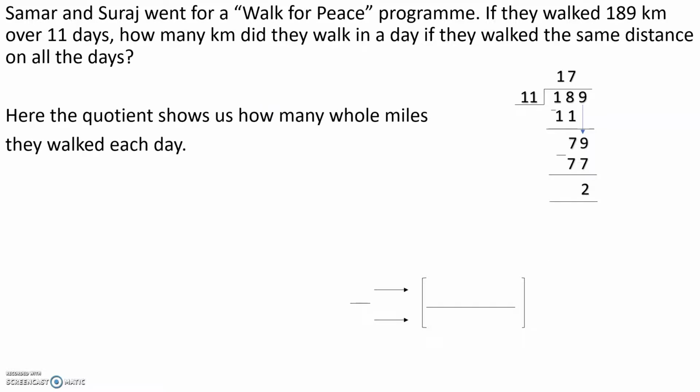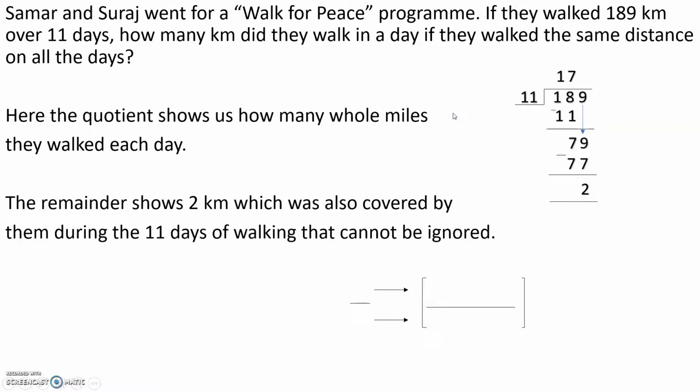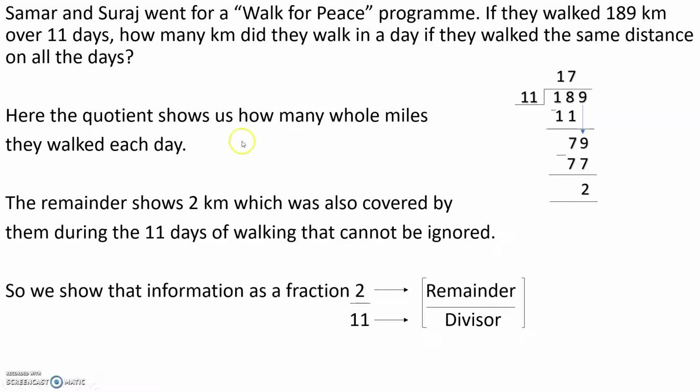Here the question shows us how many whole kilometers they walk each day. Like this, 17 whole kilometers they travel. The remainder shows 2 kilometers, which was also covered by them during the 11 days of walking, that cannot be ignored. Now, how are we going to write this? So, we show that information as 2 upon 11, remainder upon divisor.